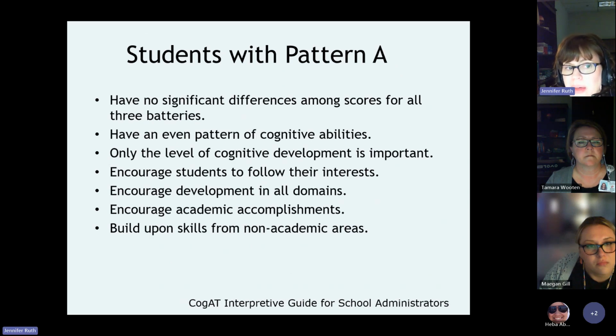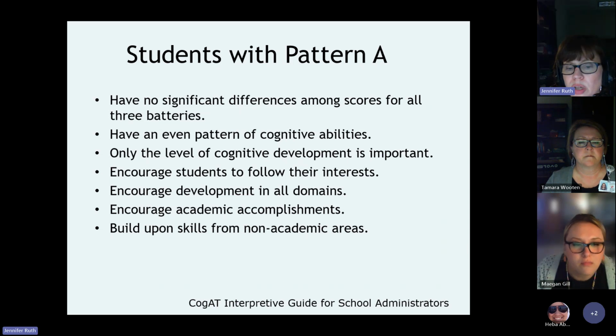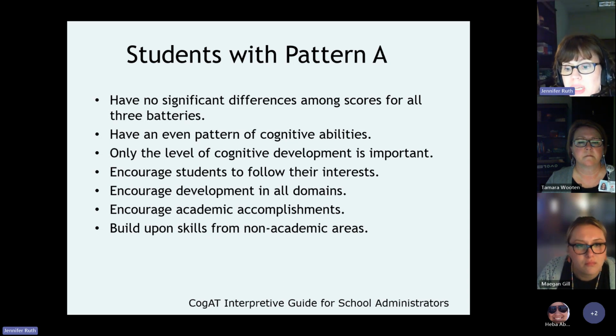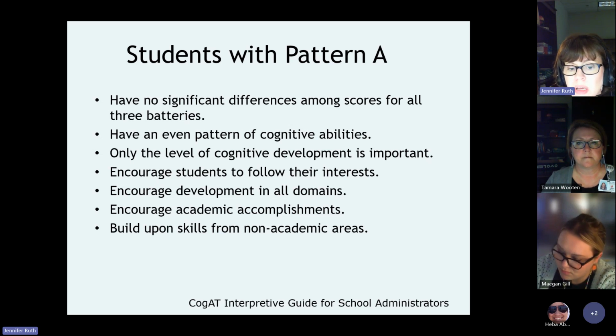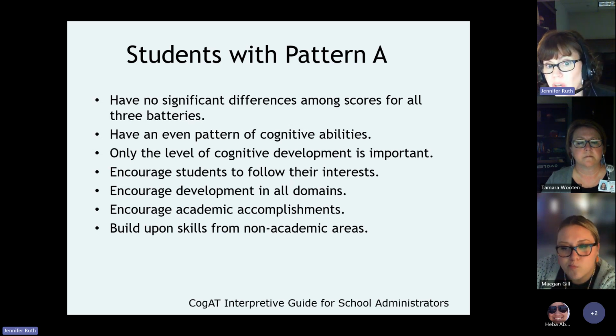And then a student with a pattern A has no significant differences among all the scores for the 3 batteries. For a student who's a pattern A, the only thing that's important is their overall level of cognitive ability, not which one they learn best, because all 3 are about the same. So for these students, you want to try different strategies with them in all the different domains to see which one works best for different topics, because they don't really have a strength to leverage. In some ways, I feel like the pattern A kids are the hardest because they don't have that strength that you can leverage.